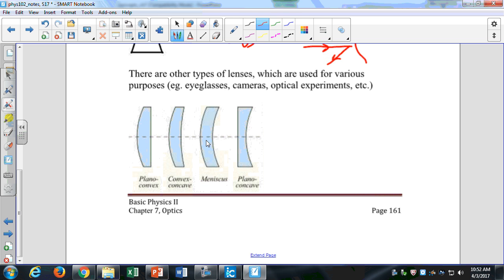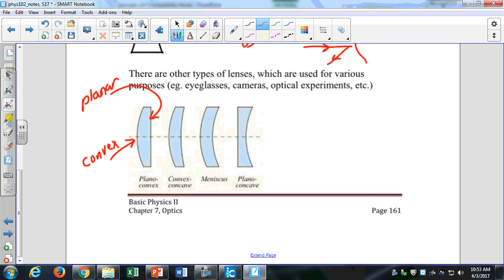So like plano-convex lenses, this side is convex, and this side is planar. Or, you know, it's a flat lens. And then you can have convex-concave. You probably see the routine now. This is convex on this side, concave on this side. Meniscus, don't worry about the meniscus, you're not going to see that, but it's a lot like the convex-concave, but it has a meniscus shape to it. Y'all are familiar with meniscus from chemistry. And then plano-concave is plano on one side and then concave on the other.